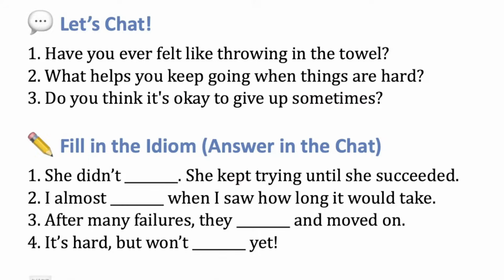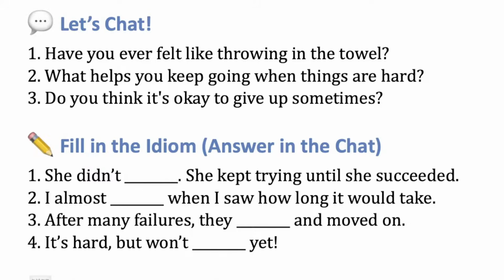So I would say she didn't throw in the towel. She kept trying until she succeeded, right? She didn't throw in the towel. She kept trying and trying. She's struggling. But she didn't give up, that's okay too, right? So either one is fine. You can say she didn't give up, right? But here the key word is kept trying. So I would say she didn't throw in the towel. She kept trying until she succeeded.